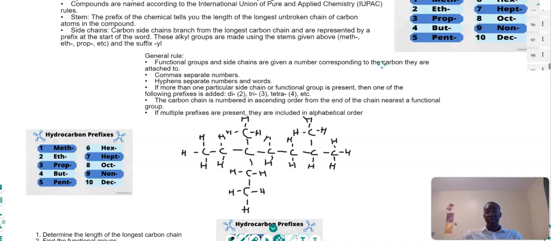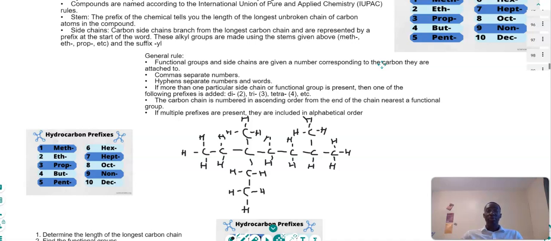And then we know commas separate numbers, hyphens separate numbers and words. And if you have more than one particular side chain or functional group, then you've got to put a prefix. So if you've got 2, it's di. If it's 3, tri, 4, tetra, and so on. So you'd have something like dimethyl or tributyl. So you just put it in front, just to tell us that we have more than one butyl, or more than one ethyl, or whatever the side group is. And the numbers are in ascending order from the end of the chain with the nearest functional group. So we'll go through that, and I'll show you what that means.